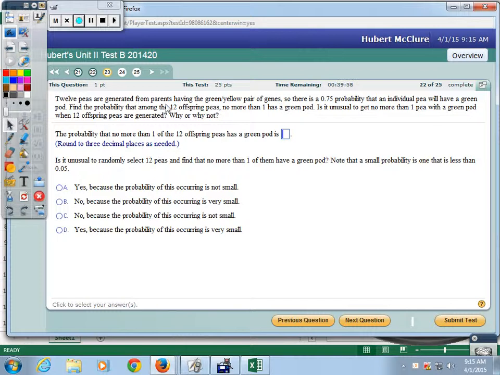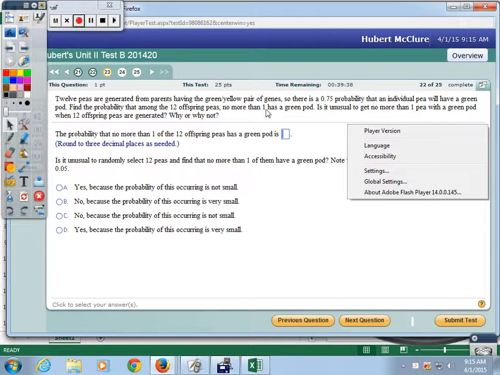12 peas are generated from parents having the green-yellow pair of genes of peas. There is a 0.75 probability that an individual pea will have a green pod. Find the probability that among the 12 offspring peas, no more than one has a green pod. So what's that? Now it says no more than one: 0 and 1. So you got to do 12, 0.75, 0, and 12, 0.75, 1. So do that.